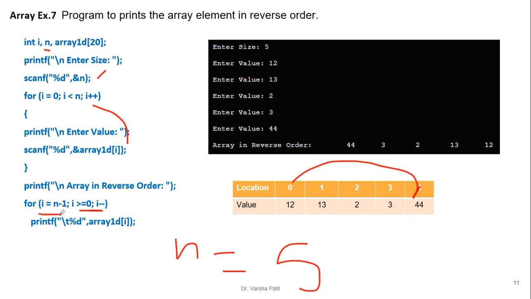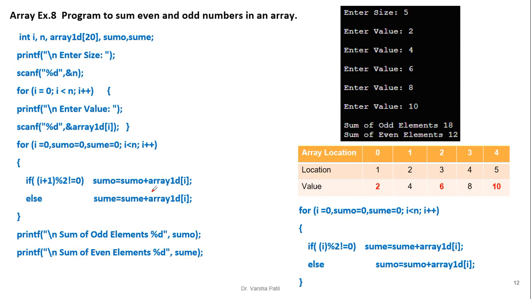So for I equal to n minus 1, I greater than or equal to 0, and when we use greater than or equal to 0, we always use the decrement. For I equal to n minus 1, I is greater than or equal to 0, I minus minus, and we are printing that particular value. Here we accepted the value, and here we are printing the corresponding value.